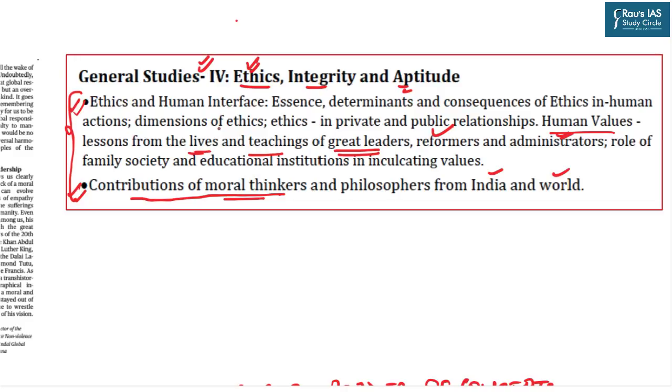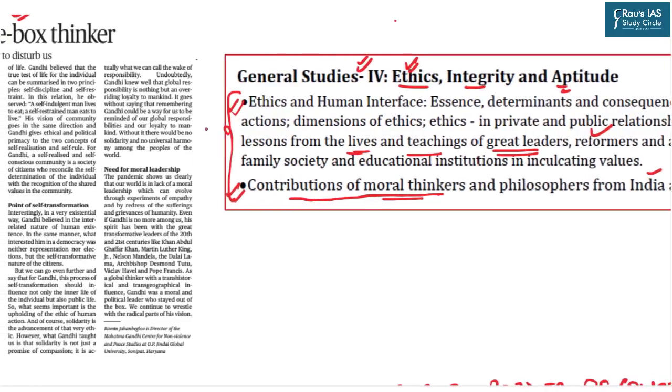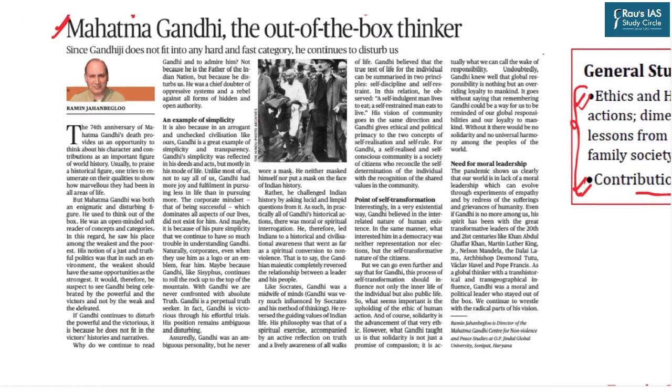In continuation, in today's session, we will talk about the important opinions and points of view taken by the author in this particular article, and we'll see why the author has called Mahatma Gandhi an out of the box thinker.